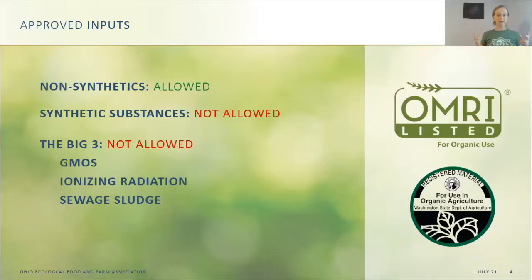Manure is a common input and can be used so long as it was not treated with a prohibited substance after exiting the animal. Compost that is made according to the organic standards, which are very specific composting standards, is allowed for use in organic production. And other plant and animal materials are also allowed as inputs.